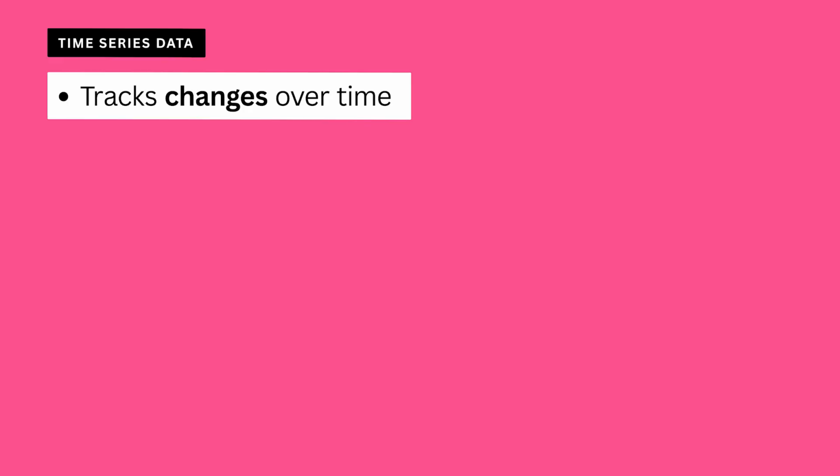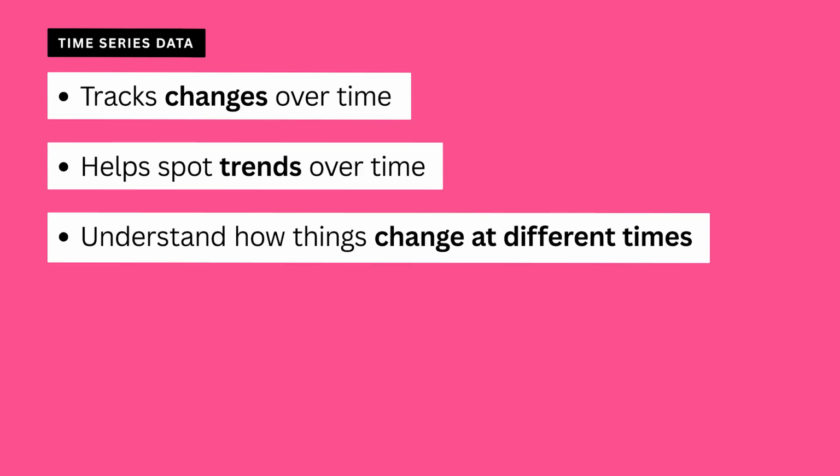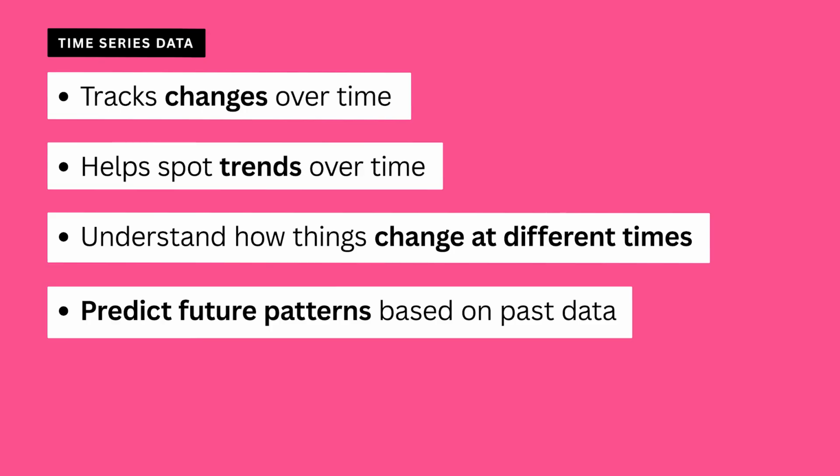Finally, we have temporal data or time series data. As you might be able to guess, this kind of data tracks changes over time. Essentially, it helps you to spot trends over time, understand how things change at different times, and even predict future patterns based on past data.